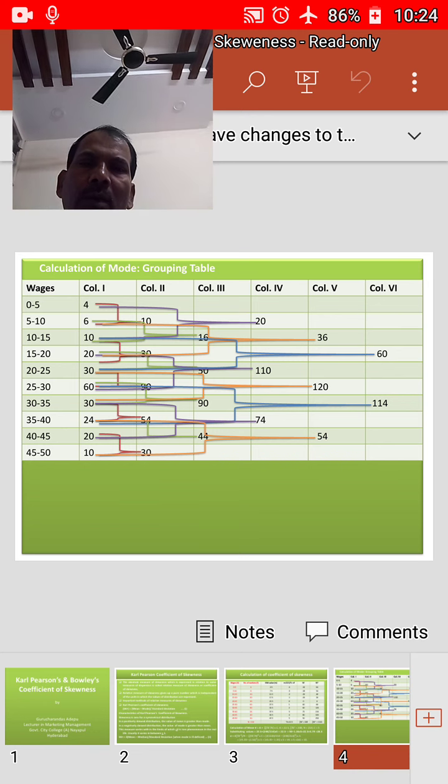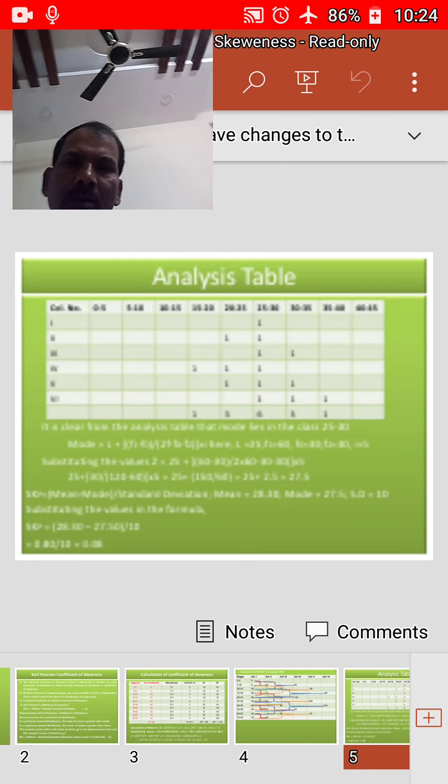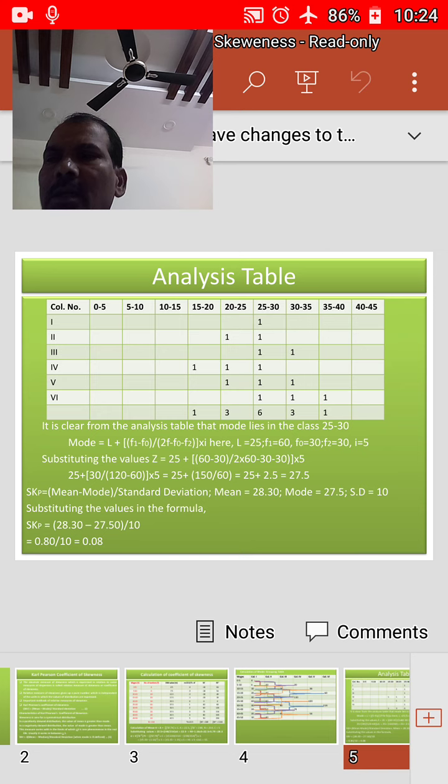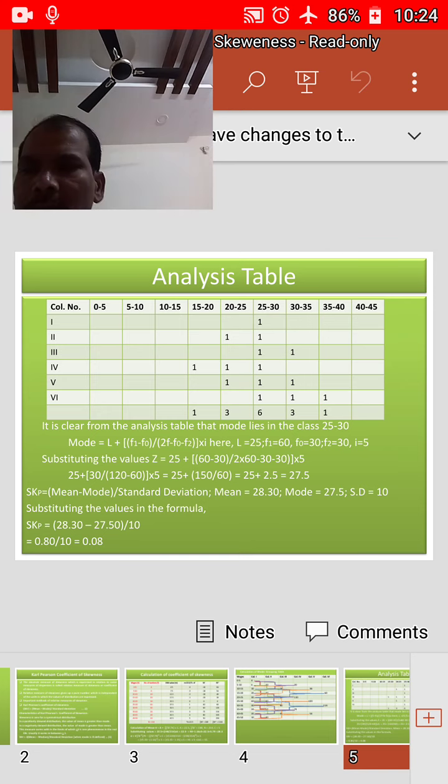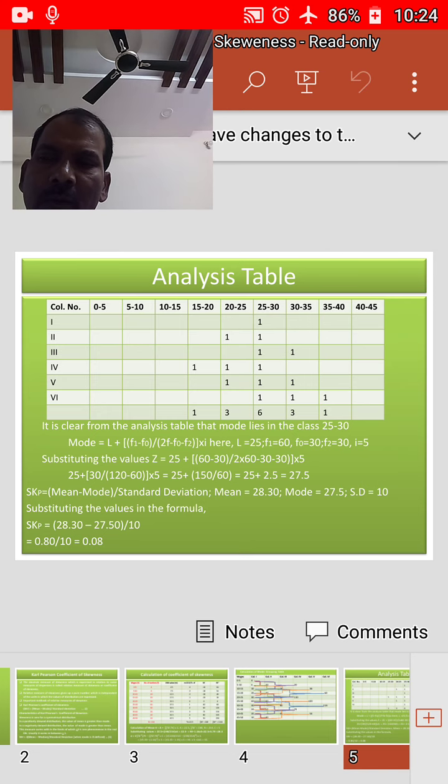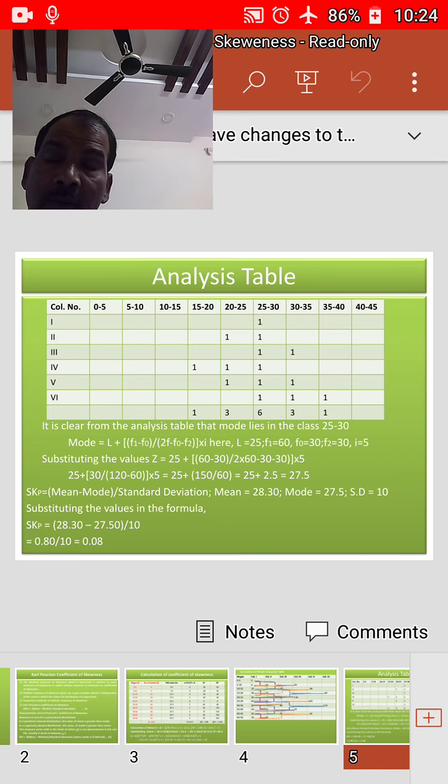Based on this, we need to make an analysis table. The analysis table is based on the grouping table, right? In the first column, we will take the column numbering, which number occurs more number of times. In the first row, we will take the class intervals, that is 0 5, 5 10, 10 15, 15 20, 20 25. And in the first column we will have the column numbers.